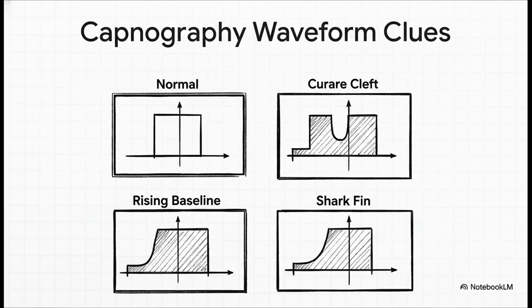The capnogram is so much more than just a number. Its shape gives us a wealth of real-time diagnostic information. We all know the normal, crisp square wave, but then we see these other fascinating patterns. There's the classic curare cleft, that little dip that shows a patient's own breathing effort against the ventilator, a rising baseline that isn't returning to zero, that's rebreathing, likely from an exhausted absorber. And of course, the iconic shark fin pattern, a clear, sloped upstroke that screams airway obstruction, like bronchospasm.